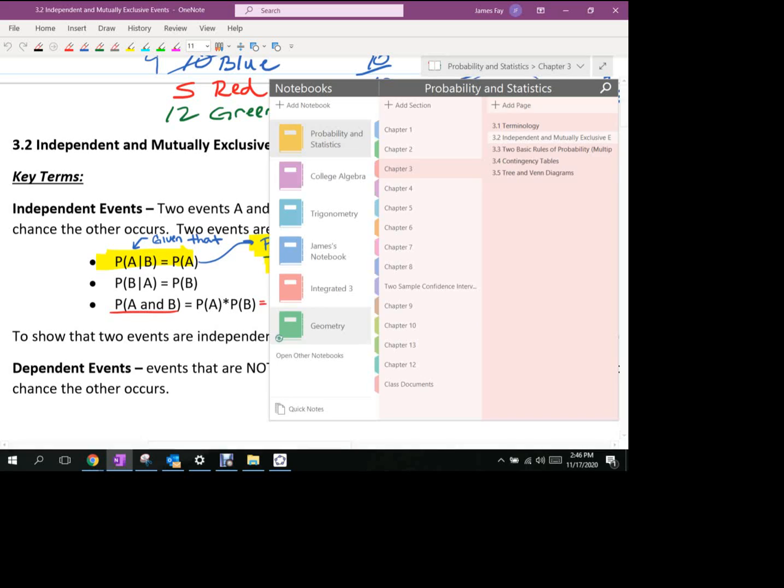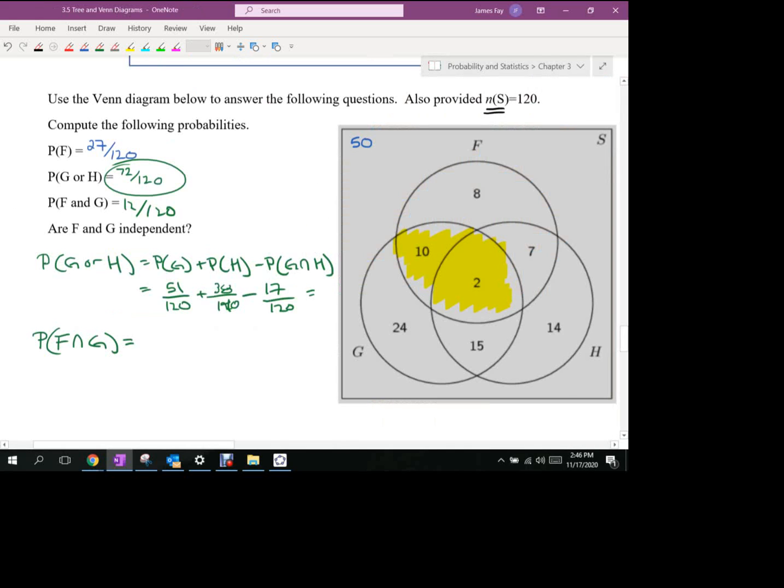Okay, so let's do F and G. Is that the same thing as the probability of F times the probability of G? Well, we know F and G. We just did that. That was 12 out of 120, right? Is that the same thing as the probability of F? How many things are in F? Well, that was 27 out of 120, right? Times then probability of G. Well, how many things are in G? 34, 36, 51.